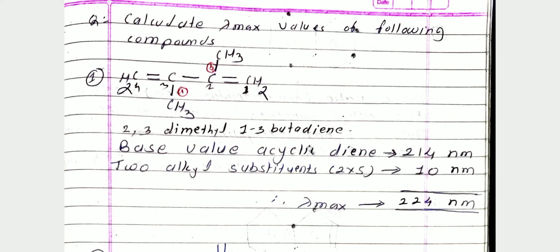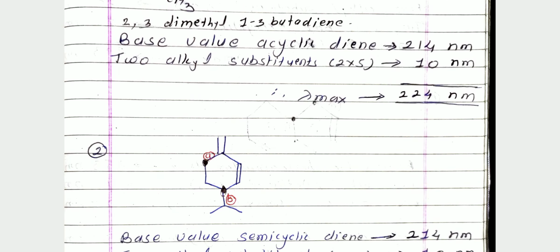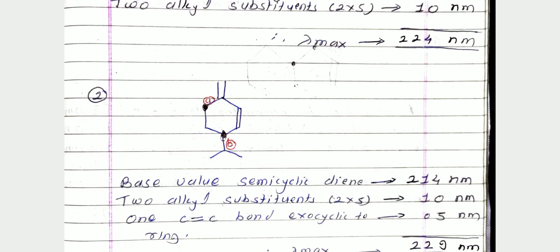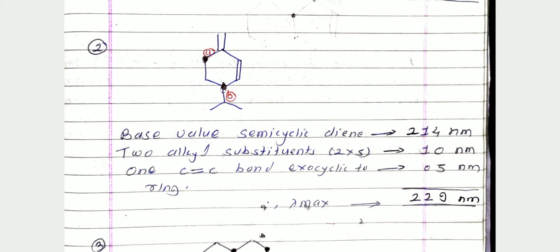Then again we study here the semicyclic diene. Another example for calculating lambda max value is the semicyclic diene. And what is meant by semicyclic diene? Here one double bond is present in one ring and another double bond is present outside the ring. Therefore this is the example of a semicyclic diene. Then what is the base value for semicyclic diene? The base value for semicyclic diene is 240 nanometer.